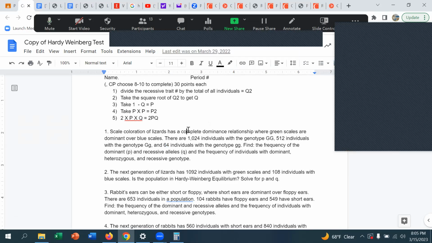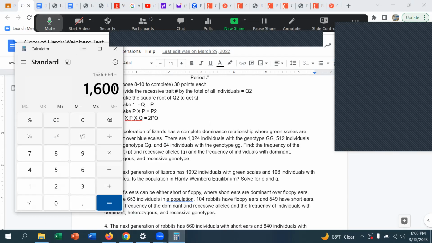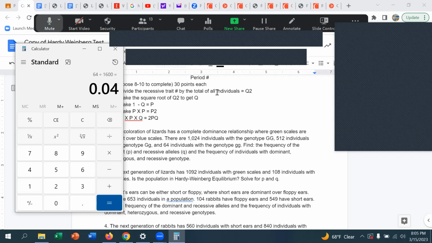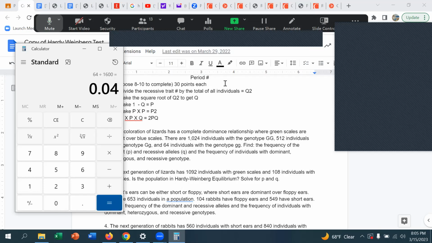So number 1, and I'm going to give you Q squared, and that's it. I'm going to take 64 and I'm going to divide that by 1,600, right? And watch. Oh my God, Q squared is 0.04. Do you think we can do it now? What times what makes 4?